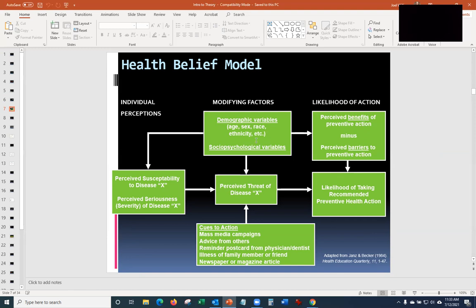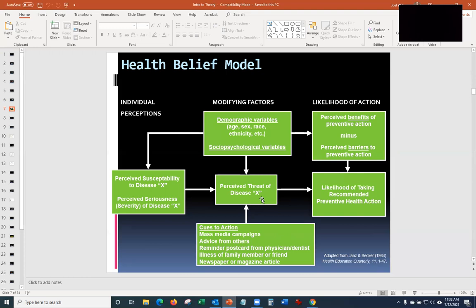We've got some other factors here. We've got demographic variables. So there are any number of demographic variables that are related to our perceived threat of risk of disease.